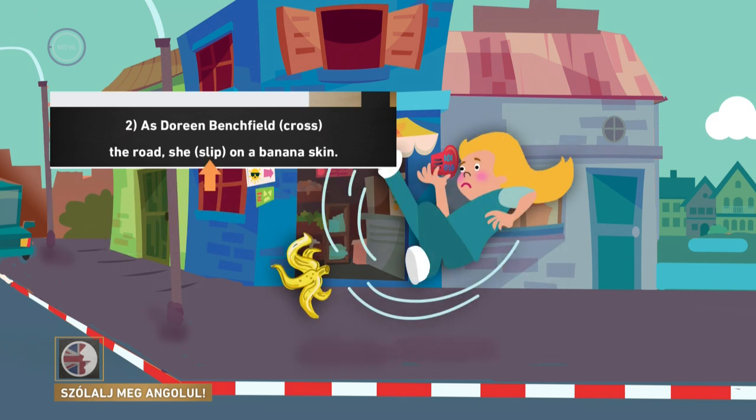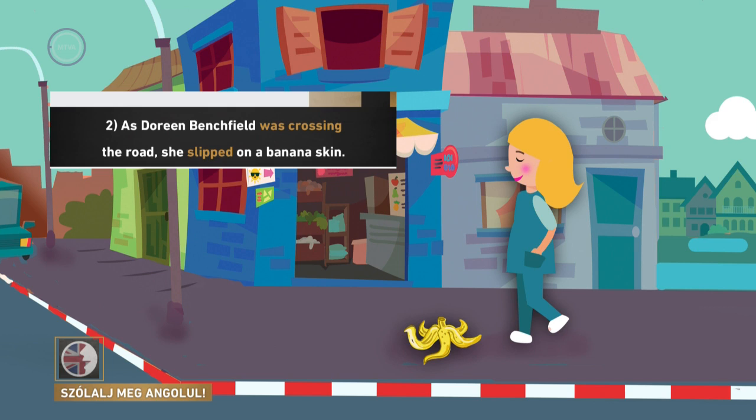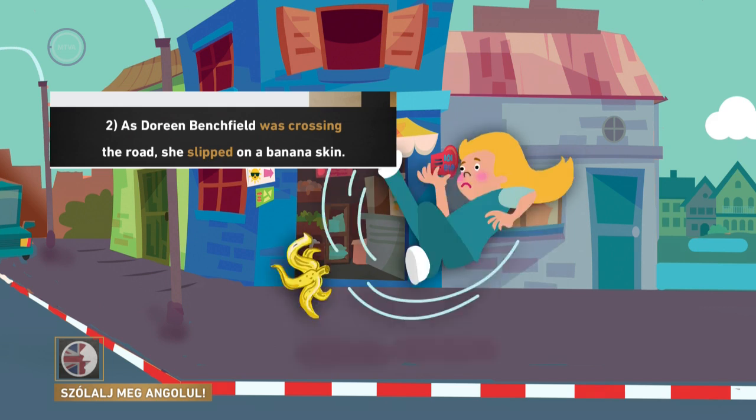Well, this is the action that came in the middle of the longer other action. This is the interrupting action, so past simple. Regular verb, slip becomes slipped. As Doreen Benchfield was crossing the road, she slipped on a banana skin. Great! Well, obviously not great for Doreen, but great, we finished the sentence.